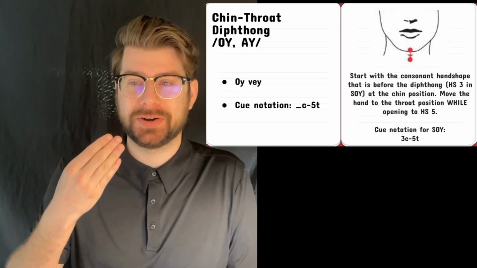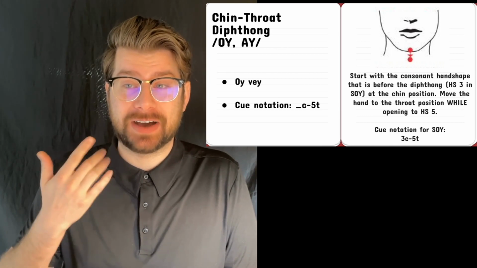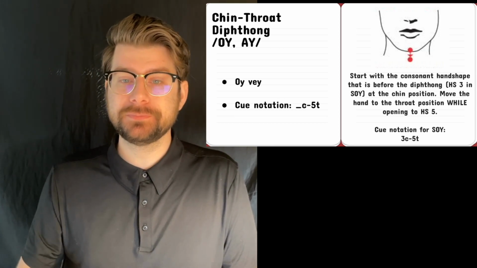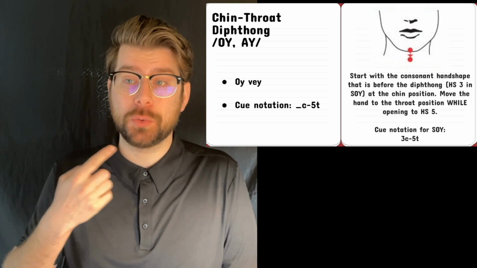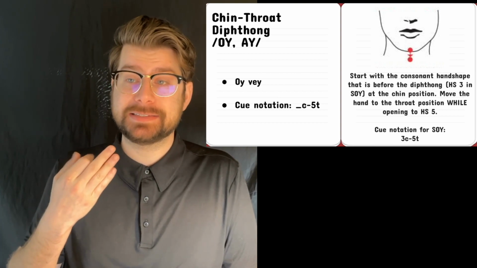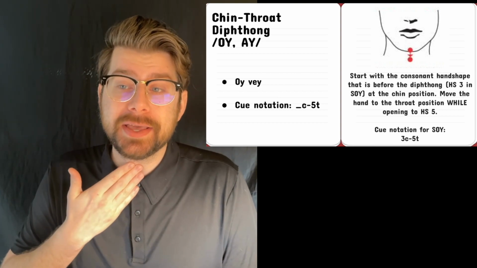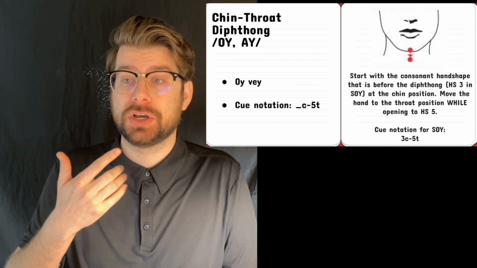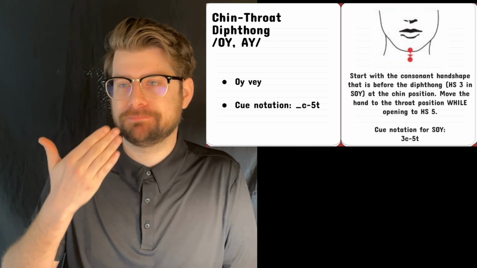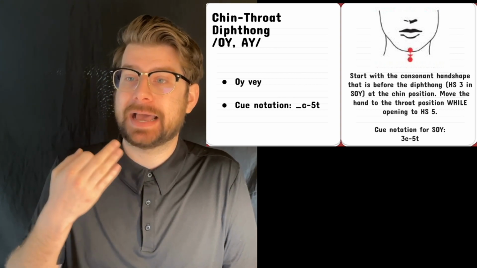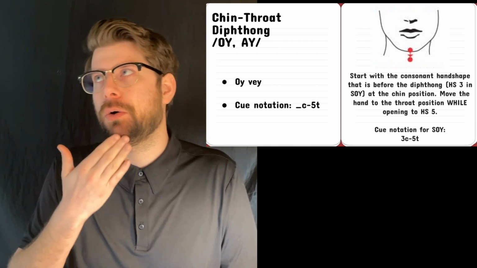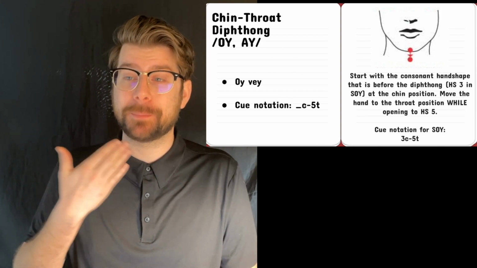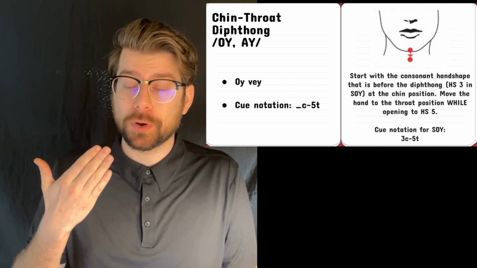And now to learn one of the last vowels. And these are tricky, so bear with me. This is the chin throat diphthong, and this makes the sounds oi and a. I remember it with the Yiddish oy vey, which means like an exasperated exclamation. Oy vey. So notice how my hand is moving from my chin to my throat.